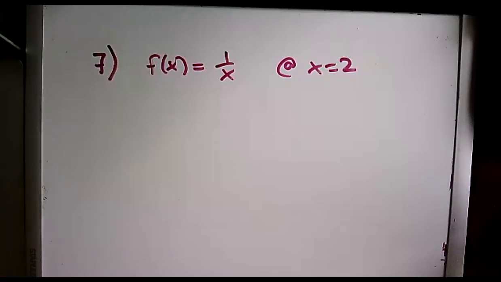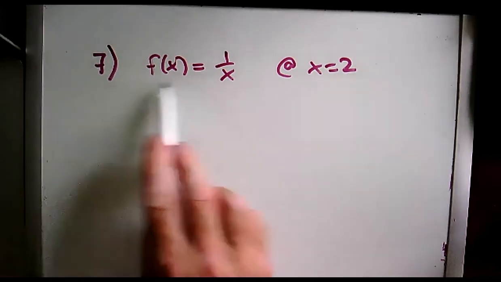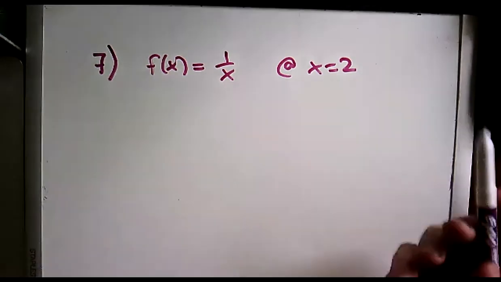Okay, so a very common application of derivatives that we'll ask you to do for a variety of curves and relations is to find a tangent line to the curve at a particular point. Problem 7 asks us to find the equation of the tangent line to the curve f of x equals 1 over x at x equals 2.